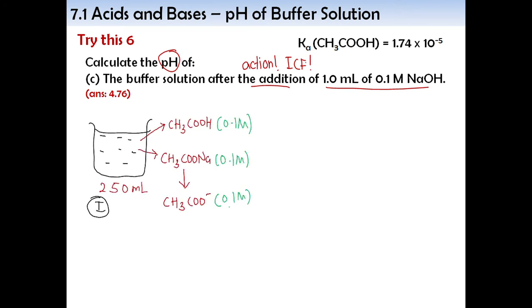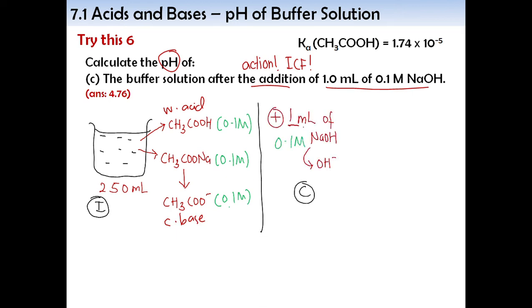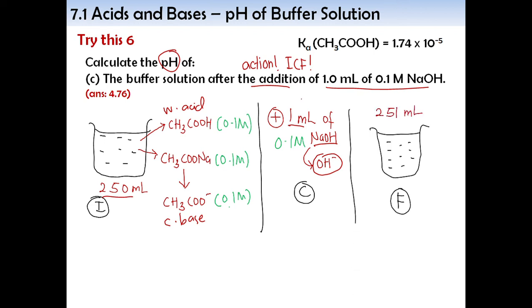So, initially I have 250 ml for buffer solution with weak acid and conjugate base in the buffer solution. Okay. So, saya tambah 1 ml NaOH and this will provide OH minus ion. Kalau saya ada 250, saya tambah 1. What is the final volume? 251. Okay, again, for this, your initial volume is not equal to your final volume. So, your ICF table mesti dalam bentuk mol. Okay, so tolong ingat yang ni.